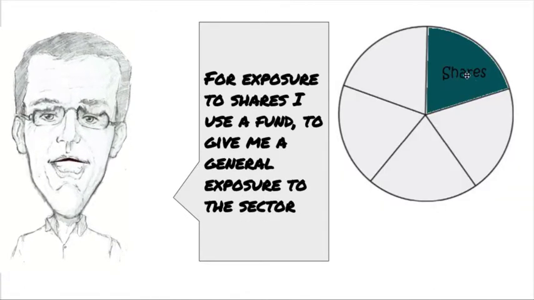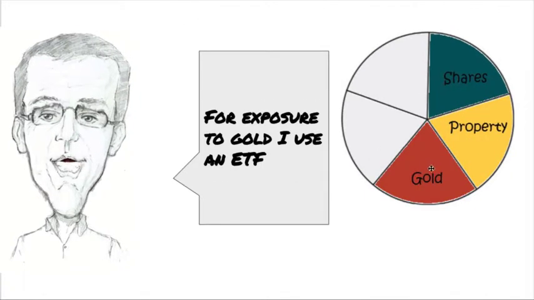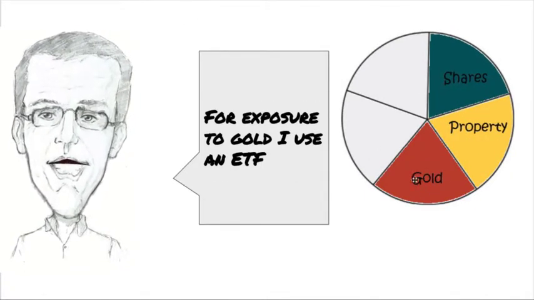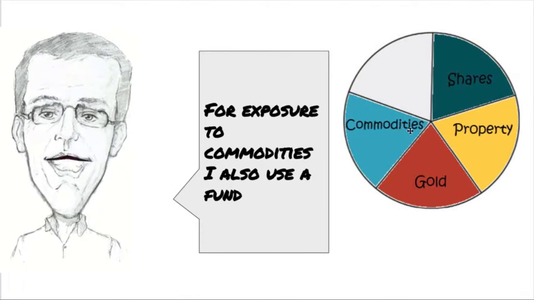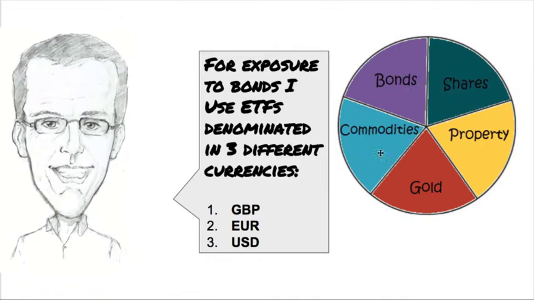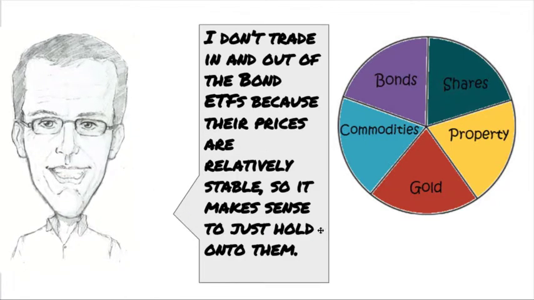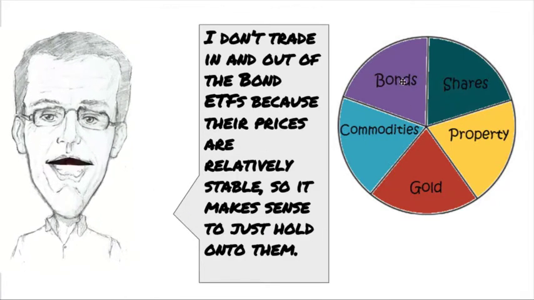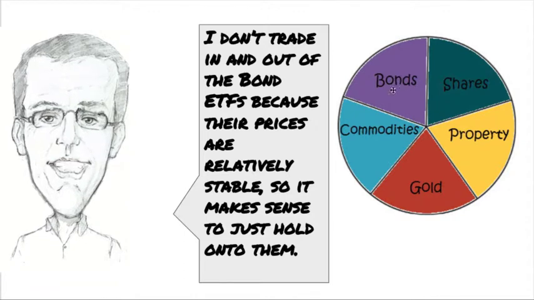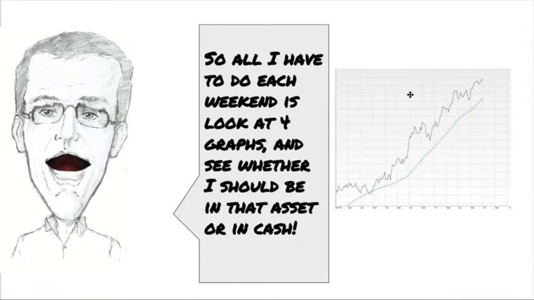Now for exposure to shares, I use a fund to give me a general exposure to the sector. I do the same with property. For gold, I use an ETF, an exchange traded fund, and for commodities, I also use a fund. Bonds, I use three differently denominated exchange traded funds. One denominated in pounds, one in euros, and one in US dollars, just to give me a bit of currency hedging. Now, I don't trade in and out of bonds because their prices are relatively stable, so it makes sense just to hold on to them.